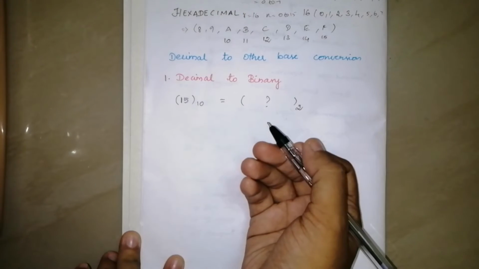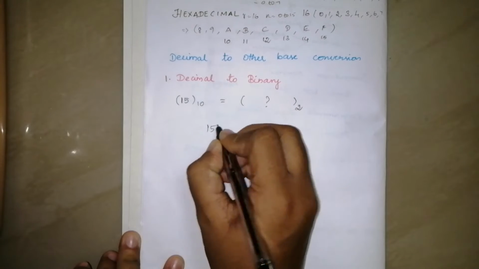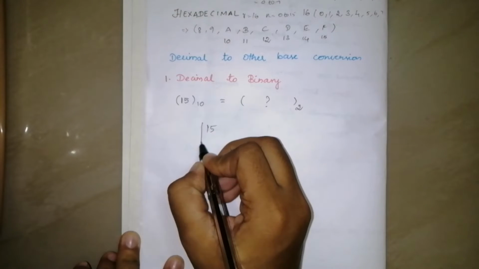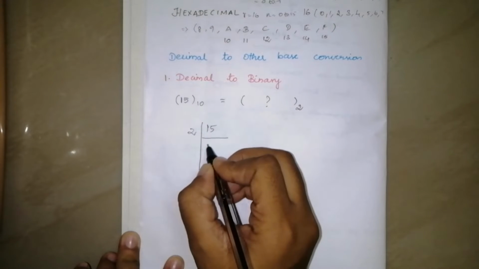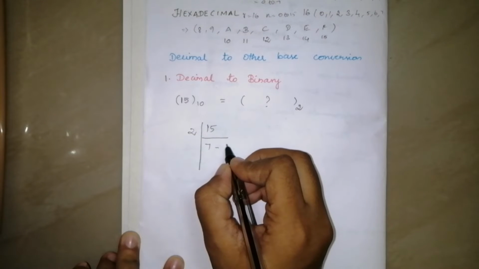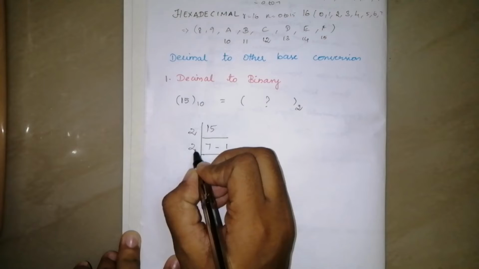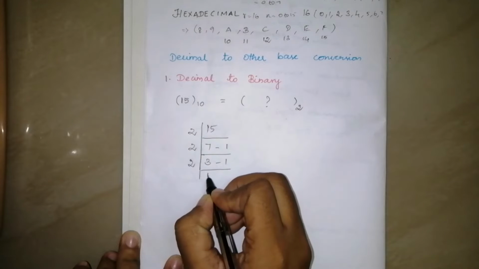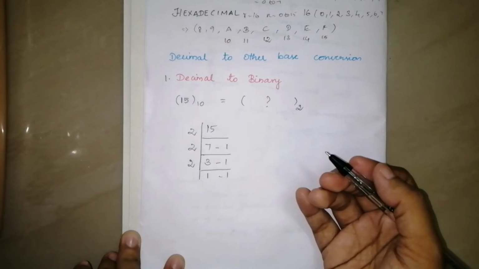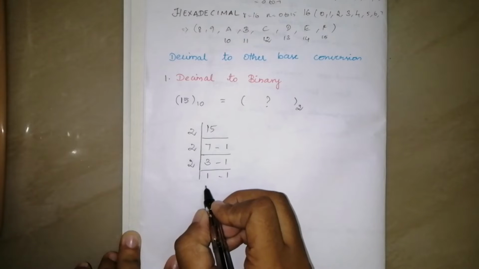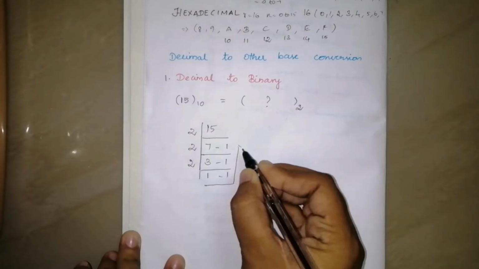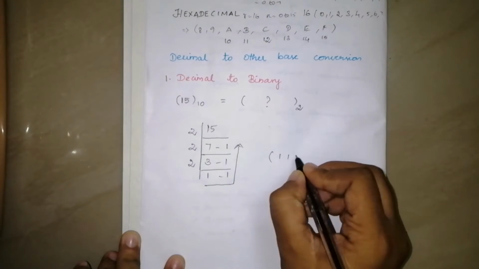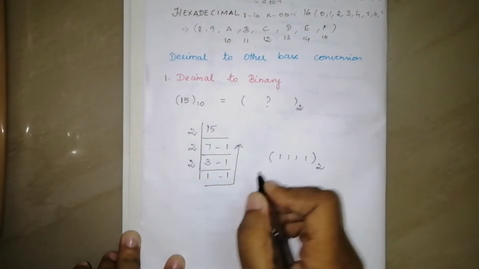How to calculate the binary equivalent of a decimal number? You have to write the 15 here. Since the binary base is 2, we have to divide this number by 2. 2 7s are 14, so the remainder is 1. Then again you have to divide by 2. 2 3s are 6. Again the remainder is 1. 2 1s are 2, so the remainder is 1. How to represent the binary equivalent? We have to write the binary equivalent from bottom to top, that is 1, 1, 1, 1 base 2. This is the binary equivalent.